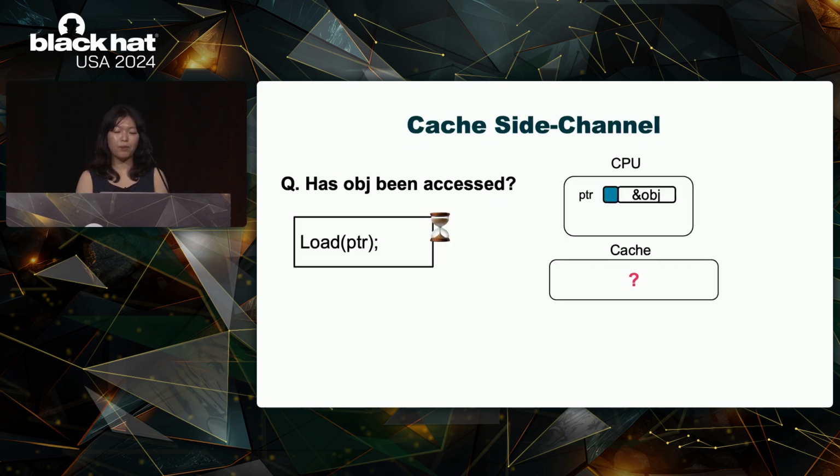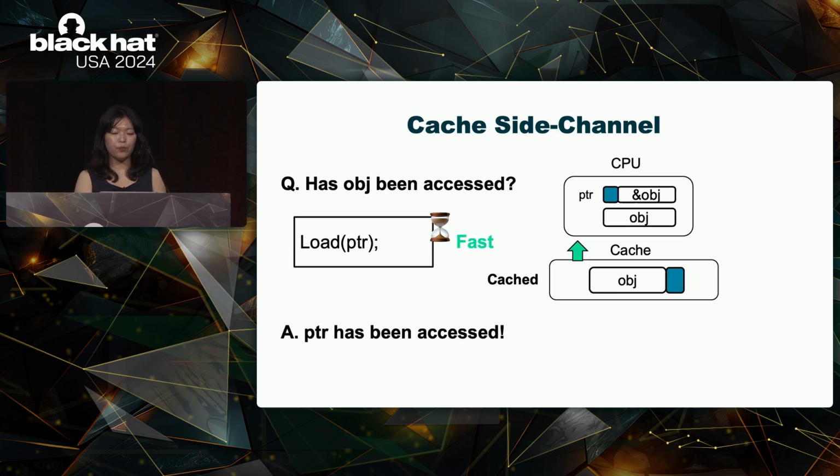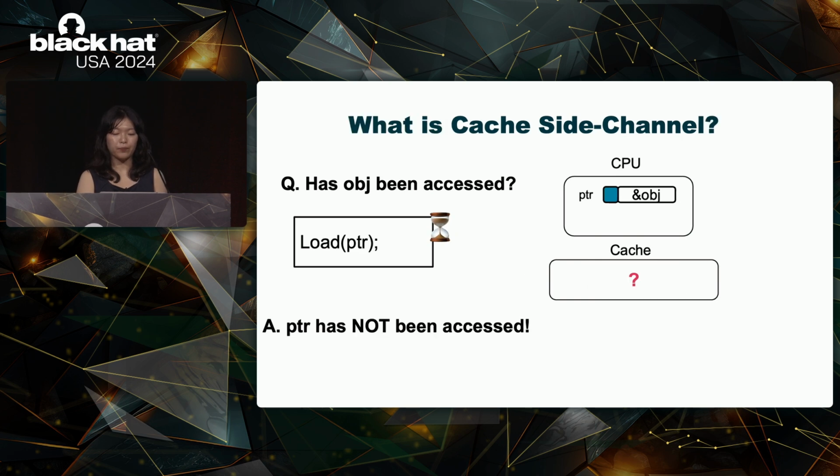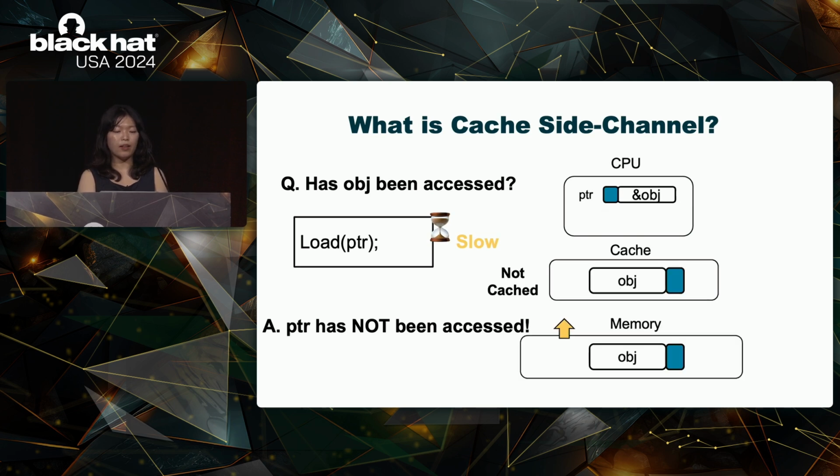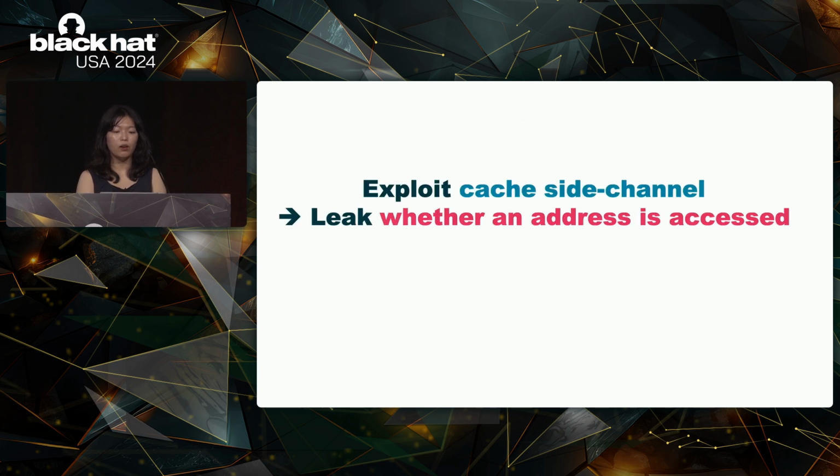So with this timing difference, we can construct a cache side channel. It simply measures the time to access the memory. So if the measured time is fast, it means that the object is cached and has been accessed before. If the measured time is slow, it means that the object is not cached and has not been accessed before, loaded from the slow main memory. So we can exploit cache side channel to leak whether an address is accessed.